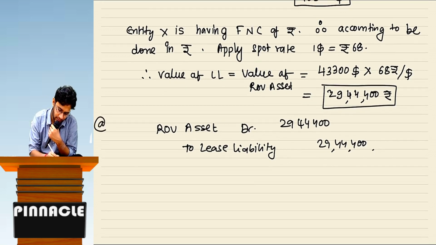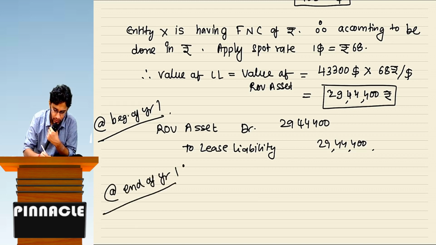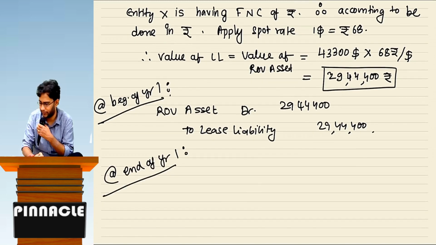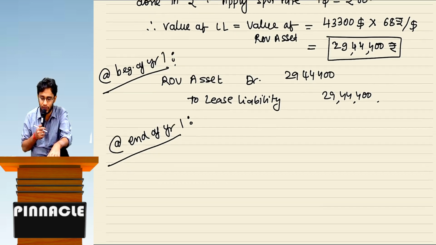So this is at the beginning of year 1. Now at the end of year 1, ROU depreciation you leave. That anyway normally we can do. That's not a big deal. Lease liability accounting you tell me. First year ending, you have to apply ACM, no? Right? What is the ACM entry? If you are applying ACM at first year ending, what accounting will you do, sir?